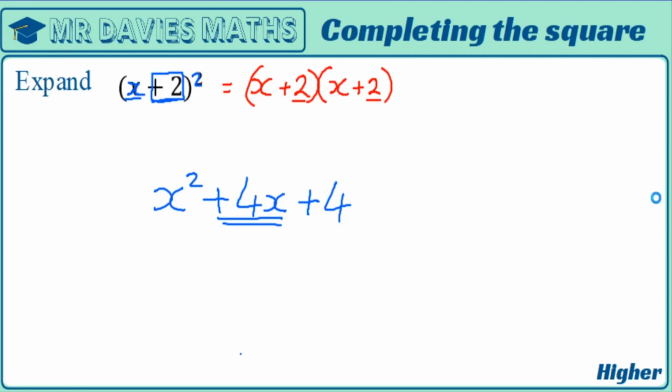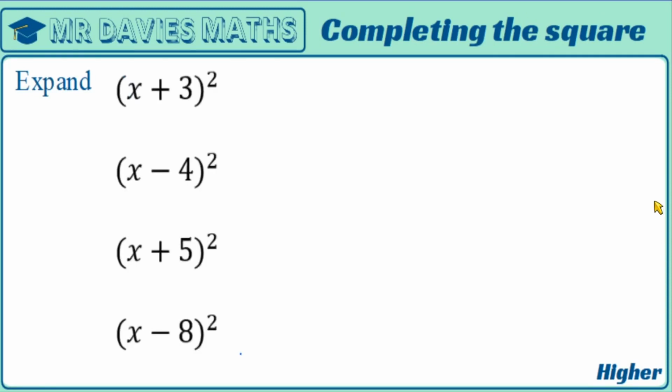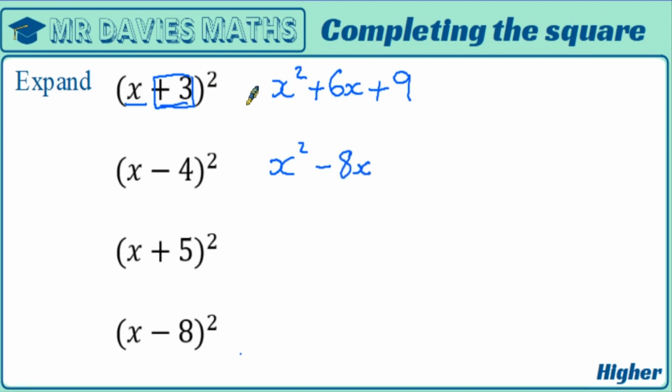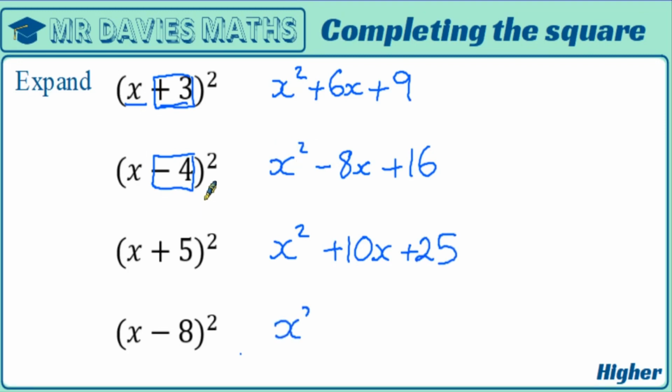Let's try a few more. Right, so I'm going to square that value, so I've got x squared. I'm going to double that value, so it's +6x, and I'm going to square that value, which would be +9. It's that simple. This one, we've got x squared. -4 doubled is -8x, and -4 squared, -4 times by -4, is +16. x squared, double 5 is +10x, and +5 squared is +25. x squared, -8 doubled is -16x, and -8 squared is +64.